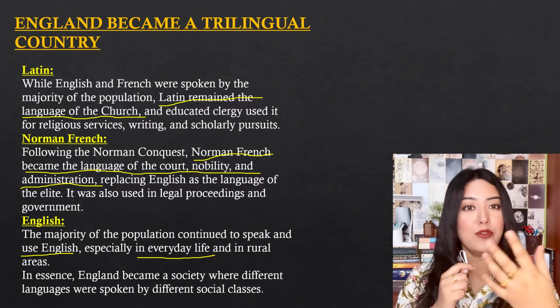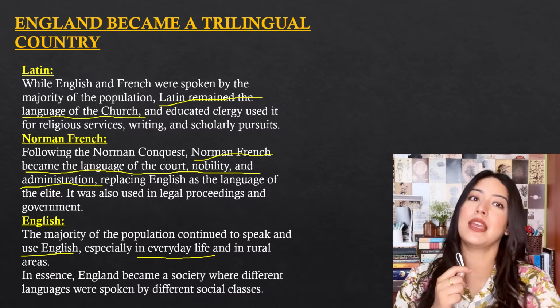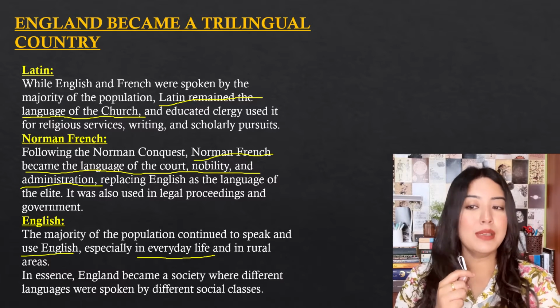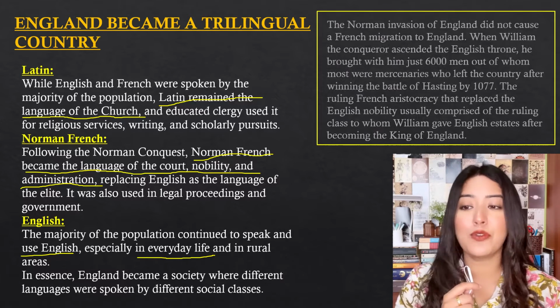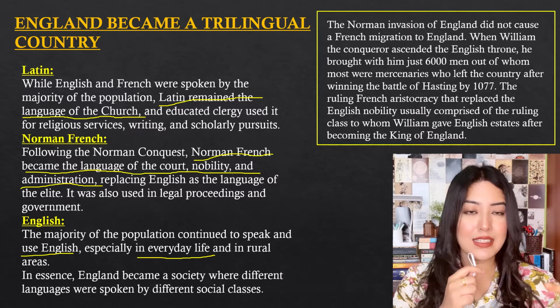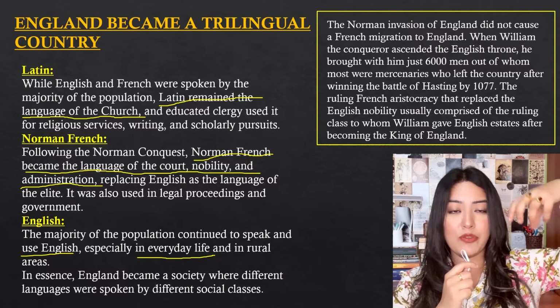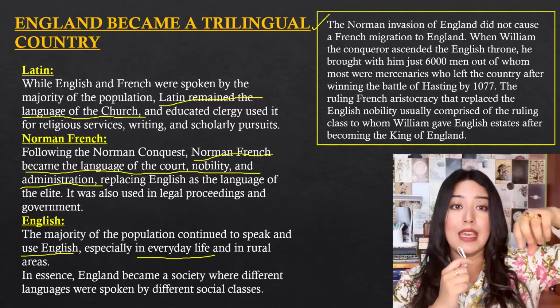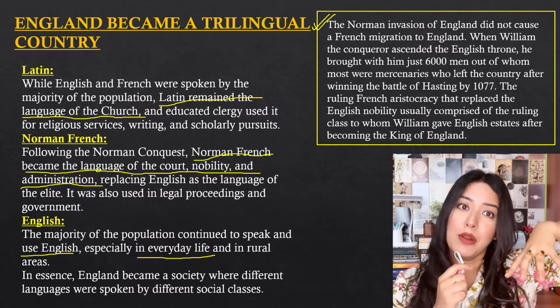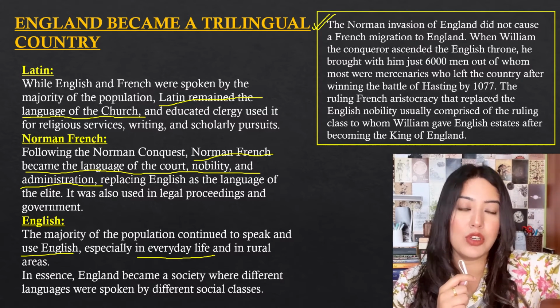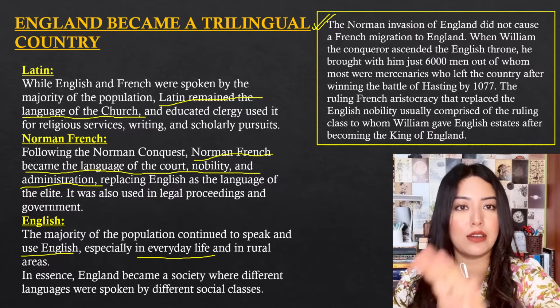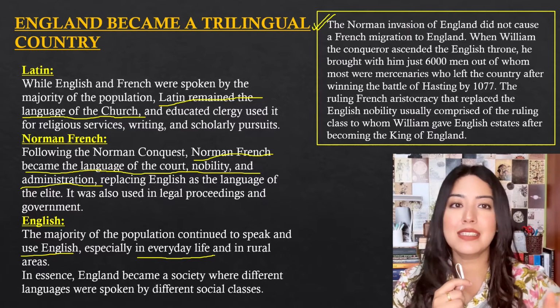Now you'll see how even French influence finds its way into the English language. So the Norman invasion of England did not cause a French migration to England. That is, from Normandy, the king invaded England, but all the people of Normandy did not just travel across the English Channel and go and settle in Britain. Migration did not happen.